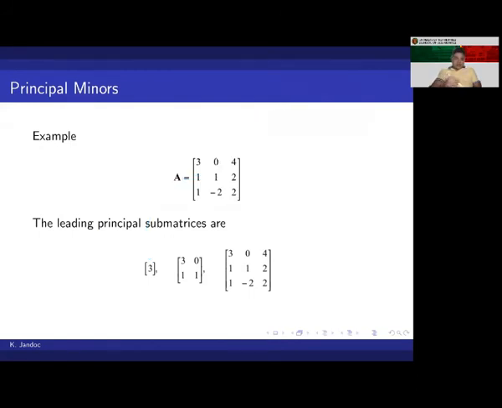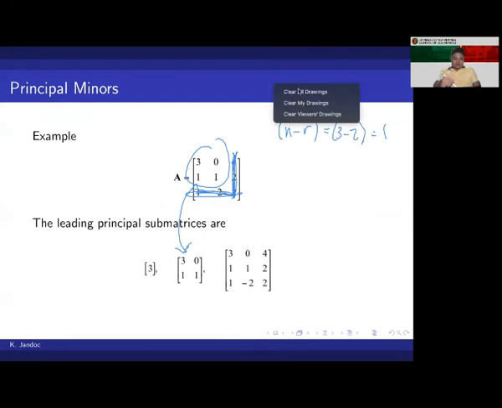Now to get the leading principal submatrix of order 2, we must delete the last n minus r, 3 minus 2 equals 1. We must delete the last column and the last row. So in that case, when we delete the last row and last column, we're left with this matrix. So that's the leading principal submatrix of order 2.